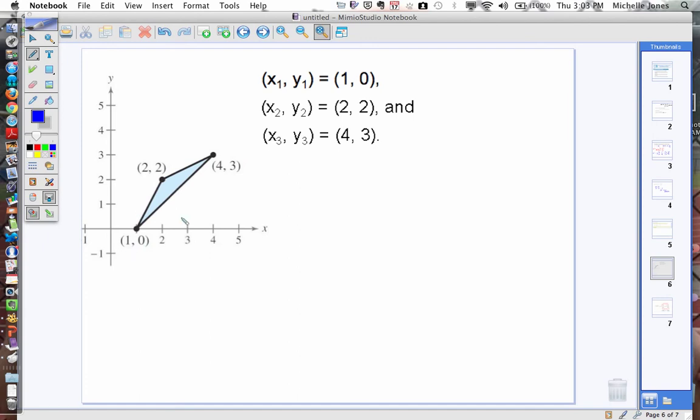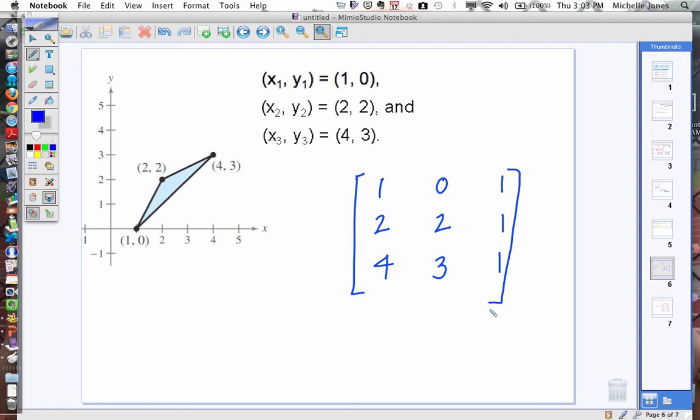So we'll make this our first point. So our x1 is 1 and our y1 is 0. And then our second point, we'll have the 2 comma 2. So x, y. And we'll make this our third point, 4, 3. And then that last column is all going to be 1s. So here's our matrix. So far, so good.